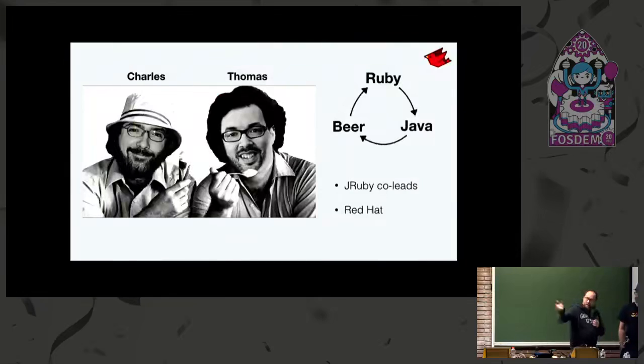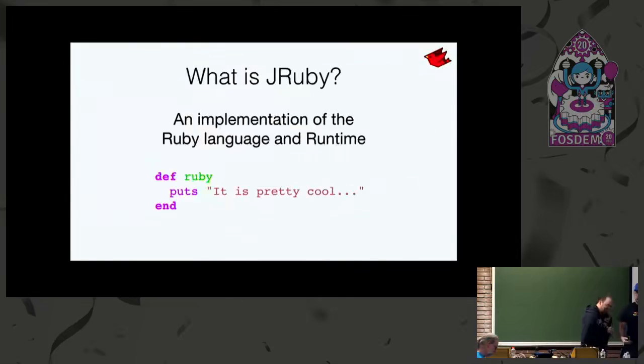All right. So I'm Tom Enebo. I'm Charles Nutter. We've been working on JRuby for over 15 years apiece. Crazy. For people who don't know, JRuby is just another implementation of the Ruby programming language and runtime. We recommend it.